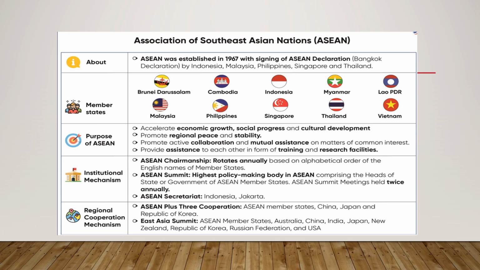About its regional cooperation mechanisms, we have ASEAN Plus 3 cooperation: ASEAN member states, China, Japan, and Republic of Korea. Then we have the East Asia Summit, which includes ASEAN member states, Australia, China, India, Japan, New Zealand, Republic of Korea, Russian Federation, and USA. So these are its regional cooperation mechanisms.